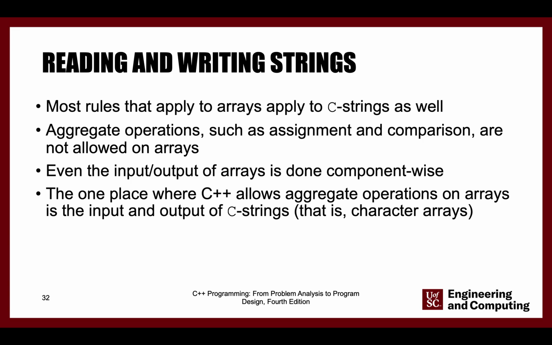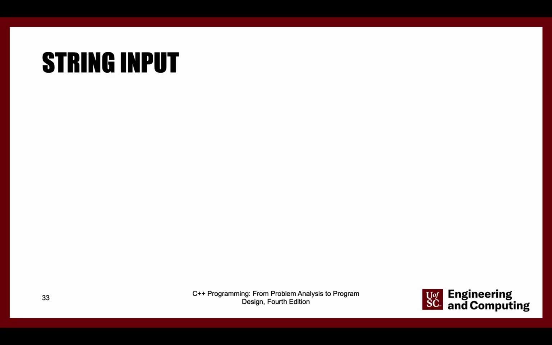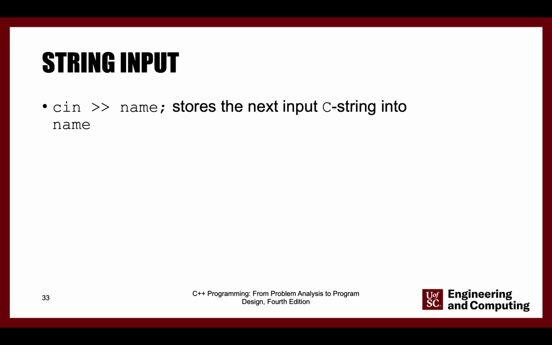The one place where C++ allows aggregate operations on arrays is the input and output of C strings, so that's character arrays. So for instance here, this is fine. We couldn't do this with arrays, but we can do this with strings, where we can directly input whatever somebody types in into a C string like this.